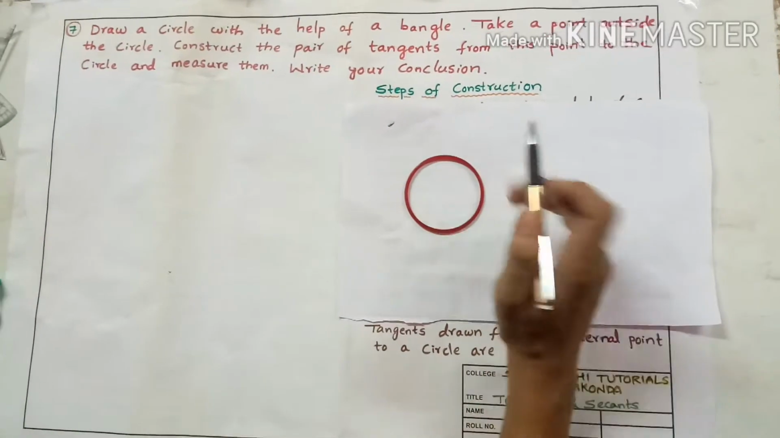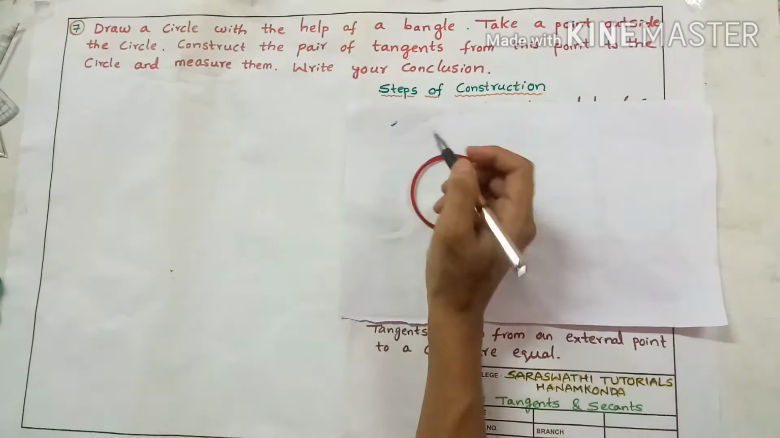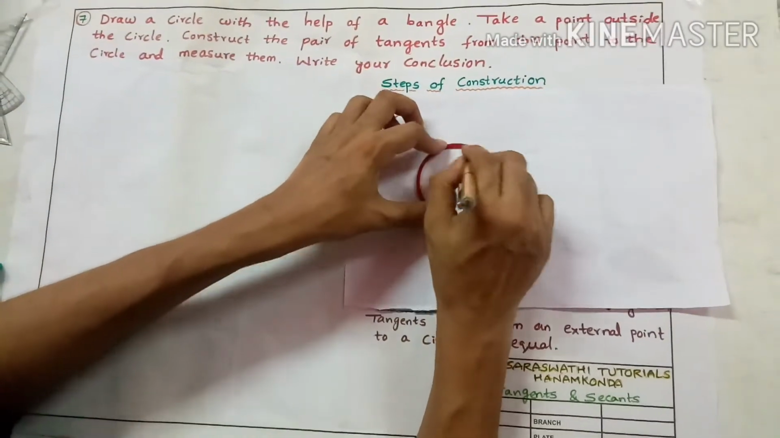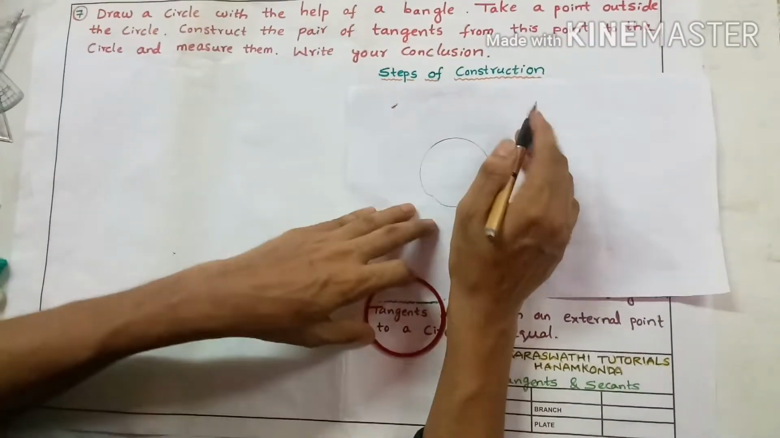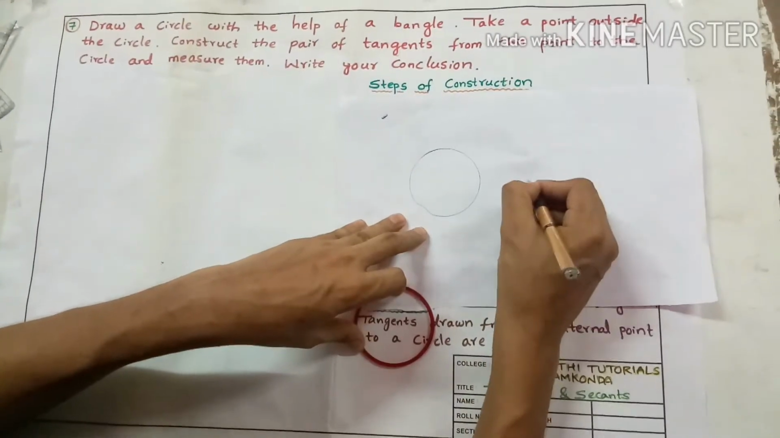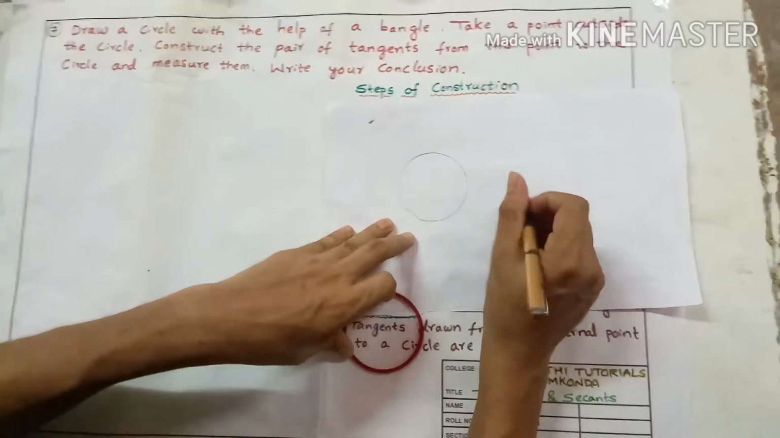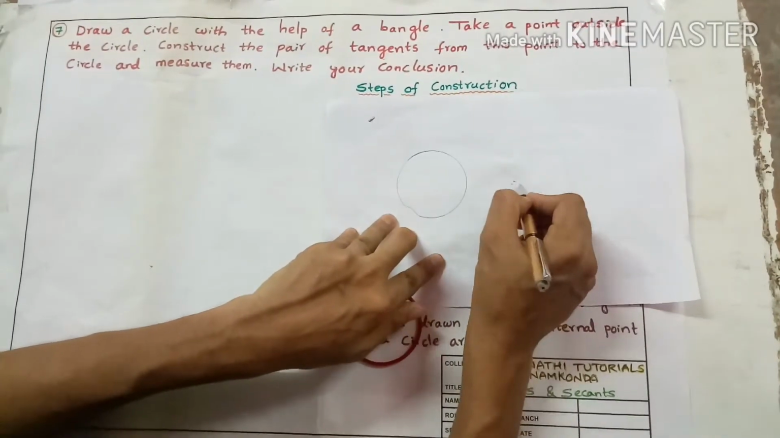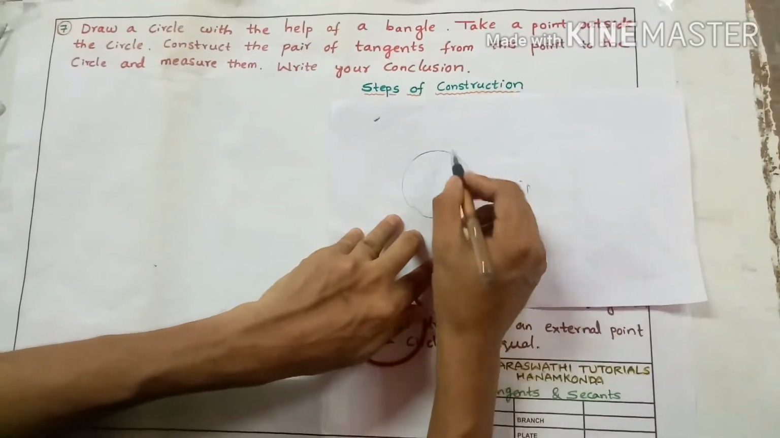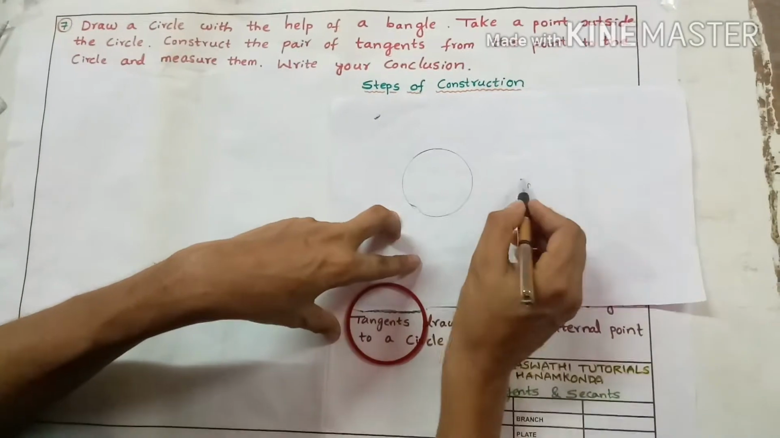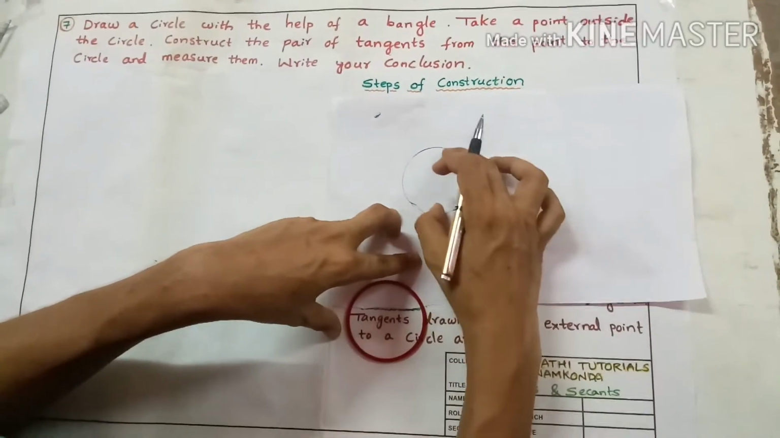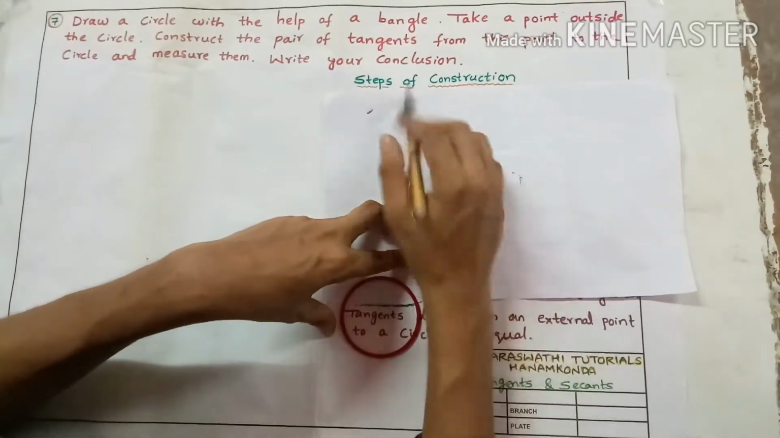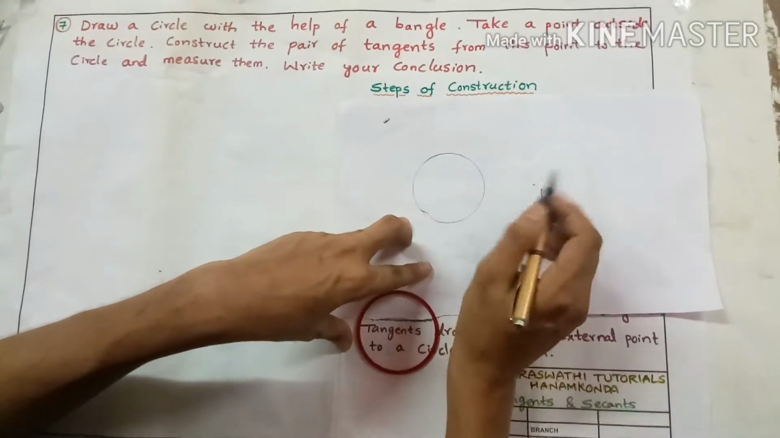Okay, the next question is to draw a circle with the help of a bangle. Now take a point outside the circle and construct the pair of tangents from this point to the circle. That means we have to construct two tangents to this circle. Then write your conclusion.